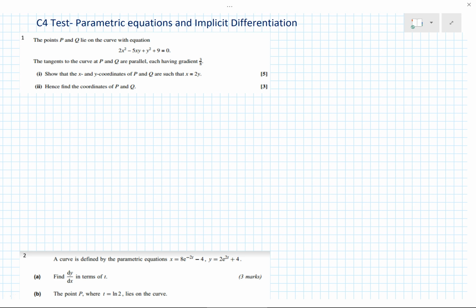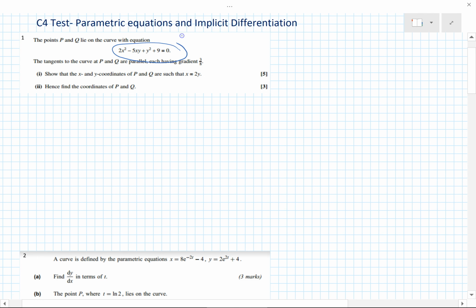This video goes over a variety of questions on parametric equations and implicit differentiation from C4. The questions are from a mixture of exam boards, and they were sat by Havant Sixth Form college students in December 2016. So this is a little bit of feedback. First question, implicit differentiation. Let's just go over that.